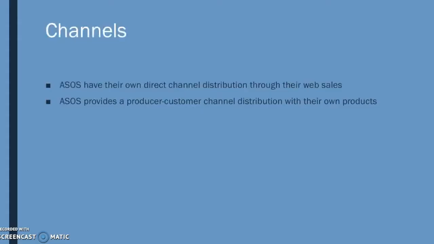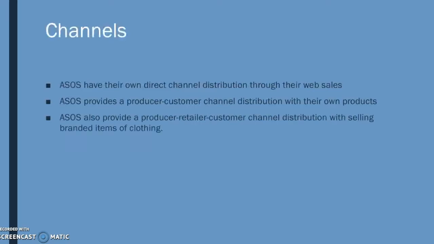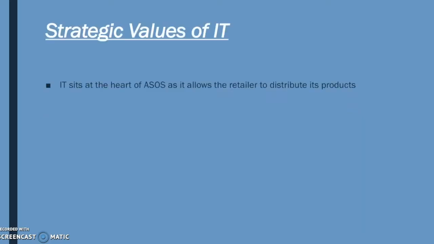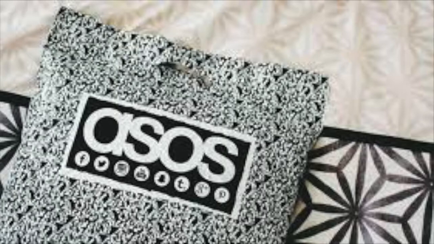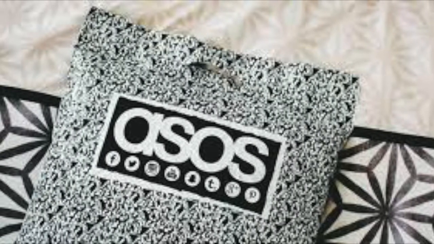ASOS provides both a producer-customer channel of distribution with their own ASOS products, as well as a producer-retailer-customer channel of distribution when selling branded items of clothing from other brands such as New Look. IT sits at the heart of ASOS as it allows the retailer to distribute its products to the doors of customers through their simple yet effective website. It has provided the company with a more advanced way of keeping up to date with invoices and deliveries.